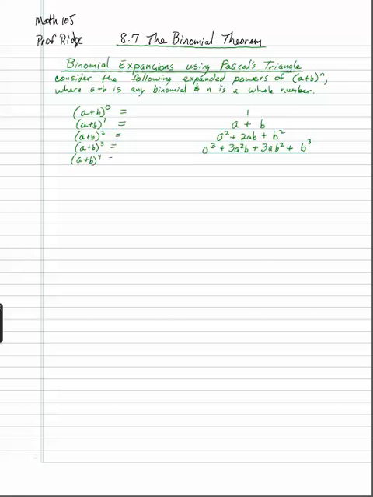(a + b)^4 is a^4 + 4a^3 b + 6a^2 b^2 + 4ab^3 + b^4, and then (a + b)^5 is a^5 + 5a^4 b + 10a^3 b^2 + 10a^2 b^3 + 5ab^4 + b^5.